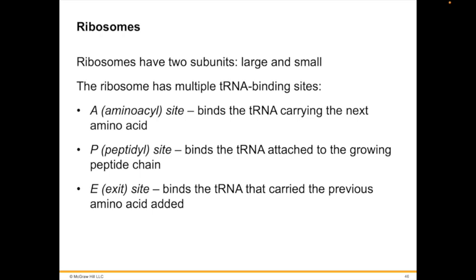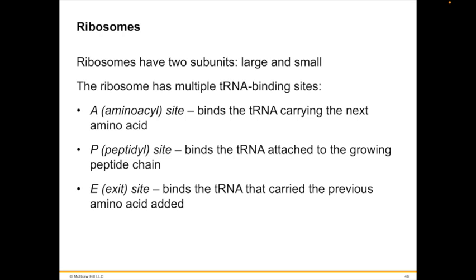So let's continue on. The bacterial ribosome contains 3 binding sites, and those will be summarized in your text. The A site, or aminoacyl, binds to the tRNA carrying the next amino acid to be added. The P site, peptidyl, binds to the tRNA attached to the growing peptide chain, and the E site, exit, binds to the tRNA that carried the previous amino acid to be added.